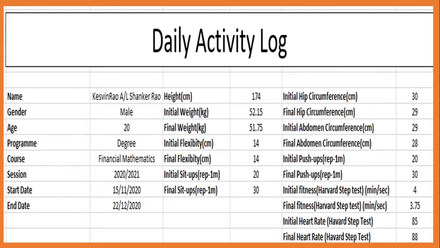Next, my initial push-ups is 20 reps per minute before I started my exercise, and after completing all the exercise, I calculated it is 30 reps per minute for the final. My initial fitness for the Harvard step test, calculated in minutes per second, is 4, and the final is 3.75 minutes per second. And the initial heart rate of my Harvard step test is 85, and the final is 88.